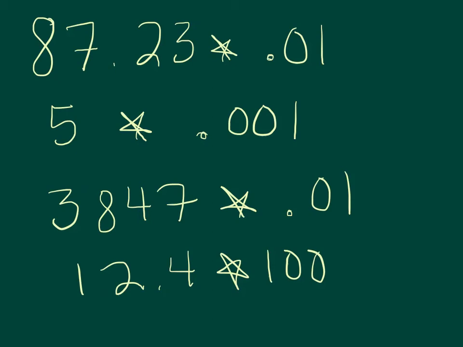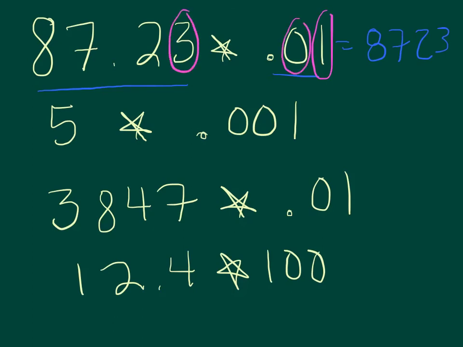Okay, so here we go. I'm going to do the same thing I've done on all the other ones. So here I have 8723 times 1. So I know it's 8723. Now I'm going to count up the number of digits behind my decimal. 1, 2, 3, 4. So I need 4 digits.